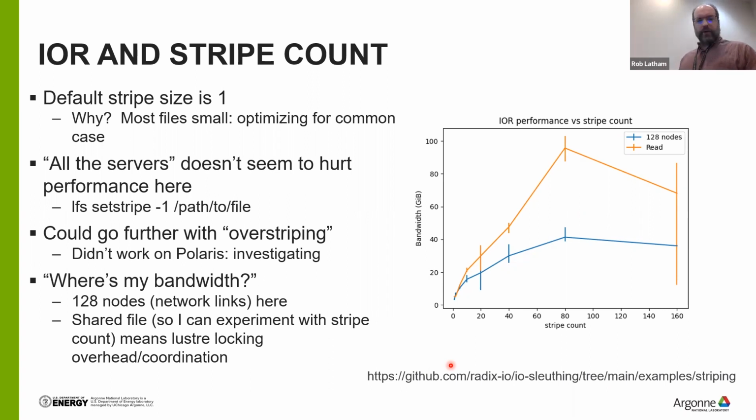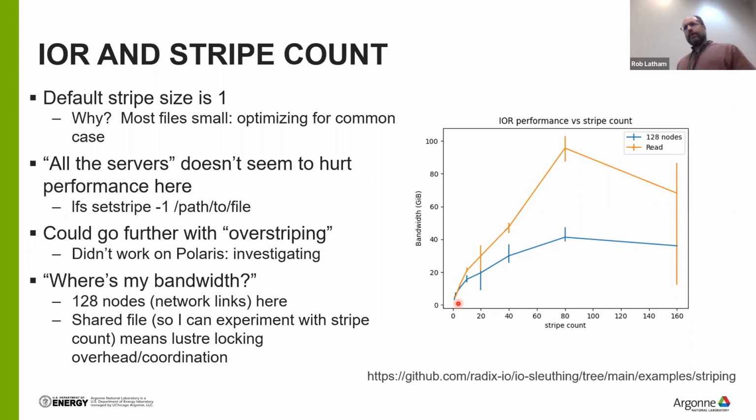And on Polaris, the default stripe size is over here on the left-hand side. It's 1. And so almost always, and throughout the day, we'll see a couple more examples of this. Your first experience with Lustre will be terrible. You'll run the parallel file and you'll get very, very small performance, much less than you thought you could get.